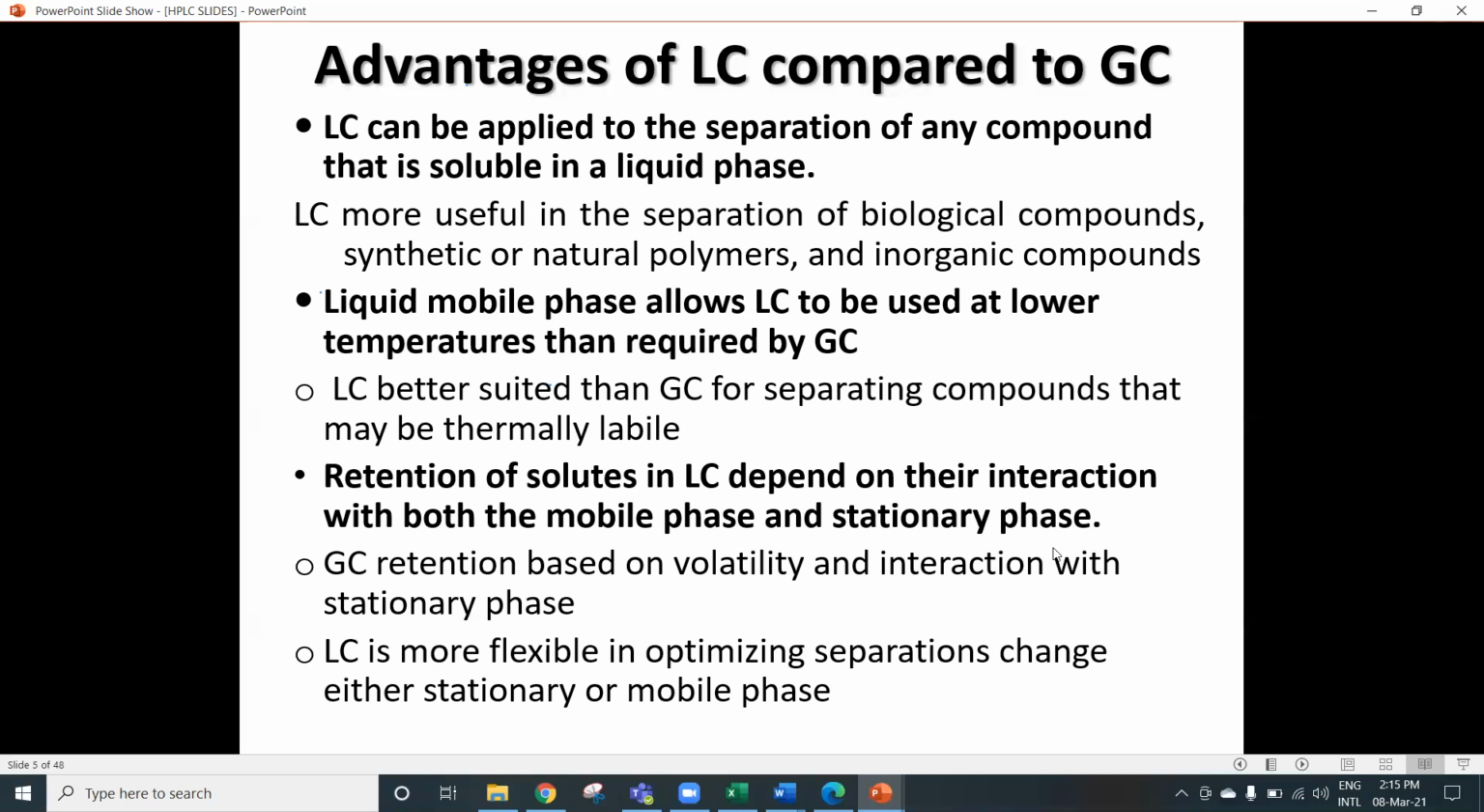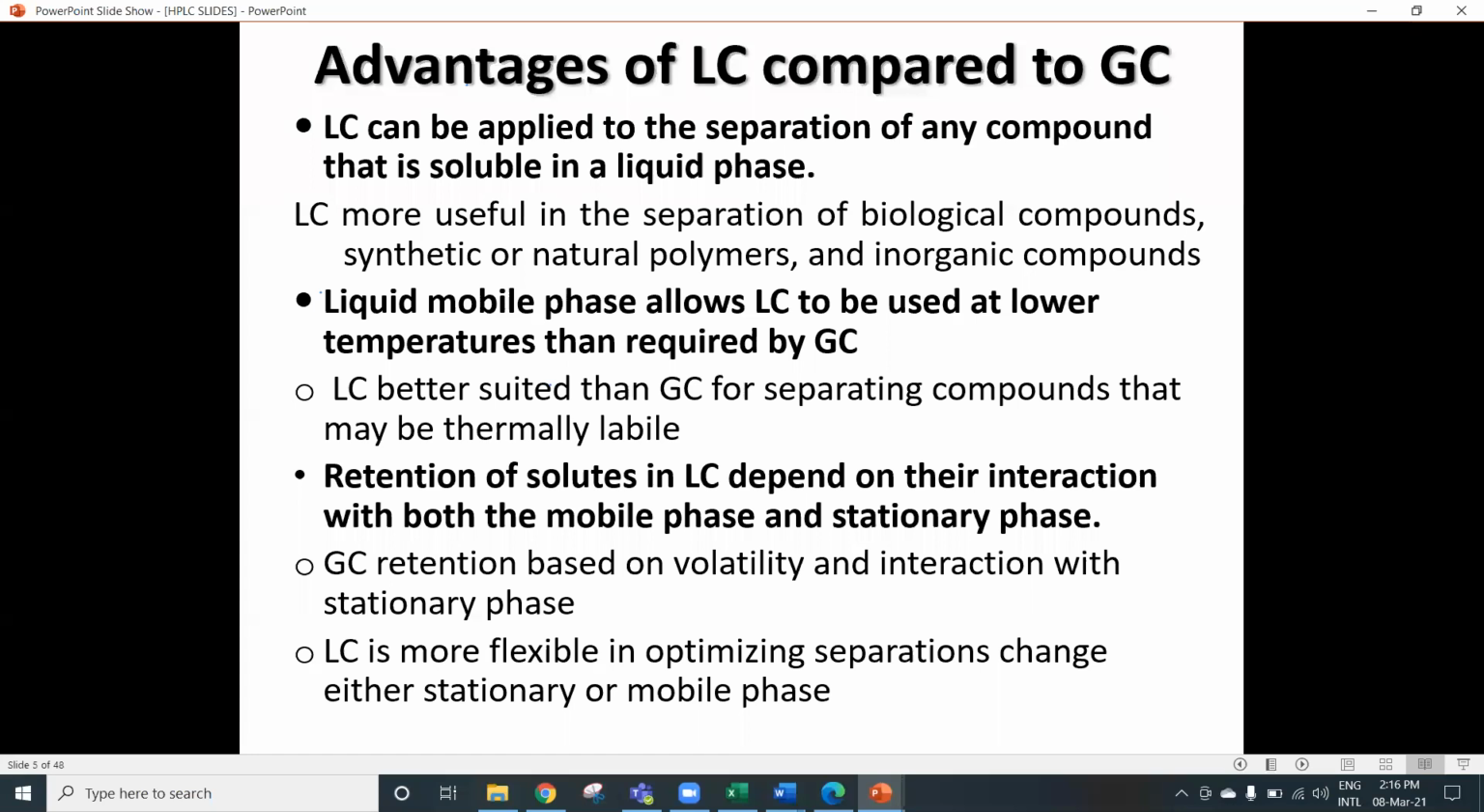Then the retention of solutes in liquid chromatography is dependent on the interaction with both the mobile phase and the stationary phase. Remember, for GC, the mobile phase had nothing to do with it. Your gas was inert and does not react with your solutes or your analytes. Where the interaction was taking place was at the stationary phase and your analytes or your solutes. But for liquid chromatography, your analytes of interest will interact with both the mobile phase and the stationary phase.